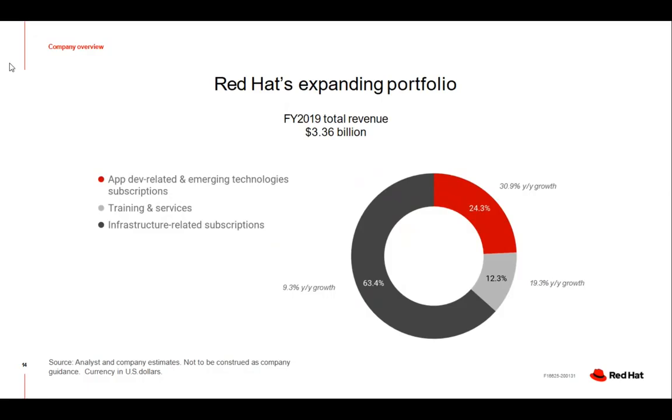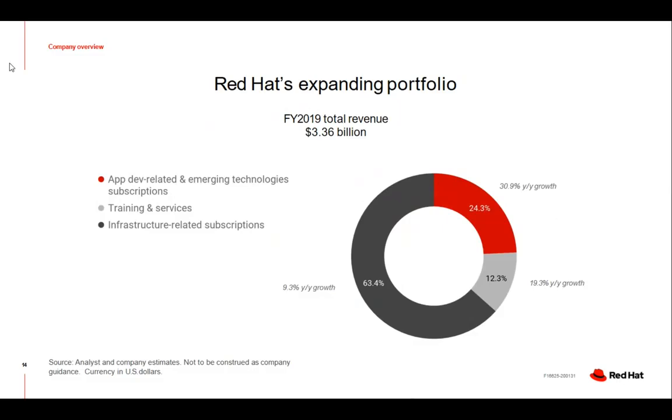Growth of Red Hat, and it will remain so because the data center still remains the focus of every company to retain their costs, to optimize their costs, as well as to make sure that there is a good customer experience within the internal stakeholders. So, infrastructure related subscriptions are still forming 63.4%, as you can see. But app dev and emerging technologies is almost one fourth of the complete revenue of Red Hat currently, right?